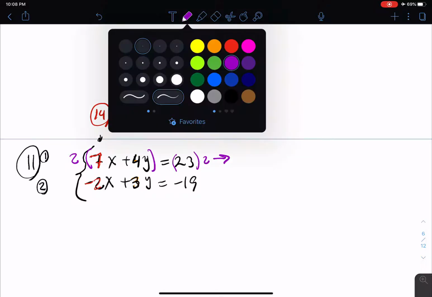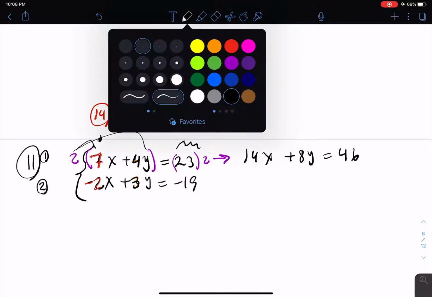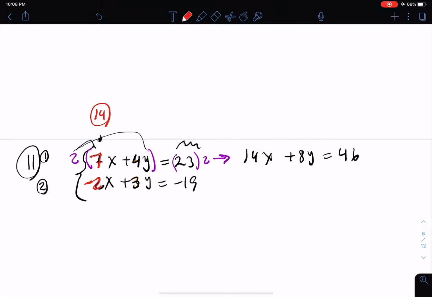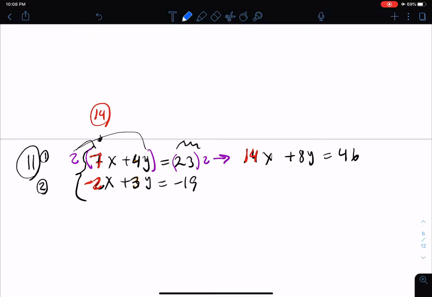So what's my new equation? My new equation is 2 times 7x is 14x. 2 times 4y is 8y. And 2 times 23 gives me 46. So now the next thing that I need to do is make sure that this next value, it says -2, I need to make that the opposite of 14. It needs to be -14. So how do I turn that into a -14? Well, if I multiply 7 times -2x, I get -14. So multiply the left by 7 and the right by 7.